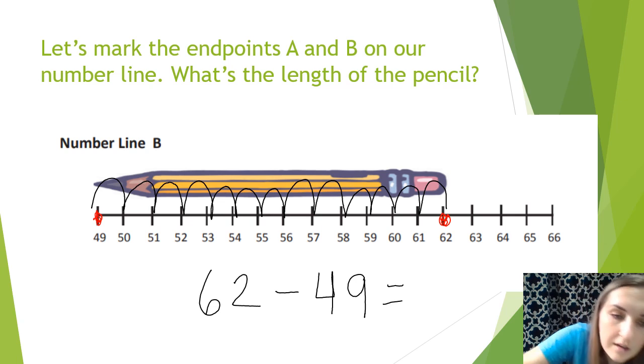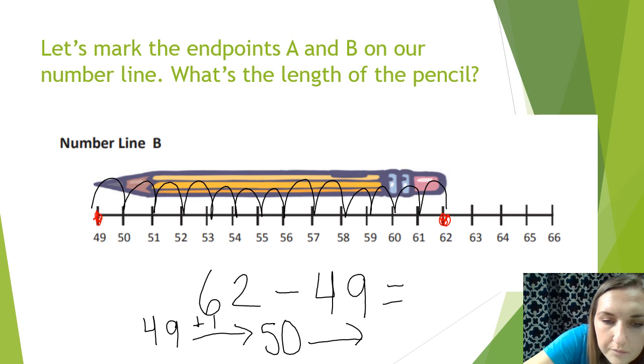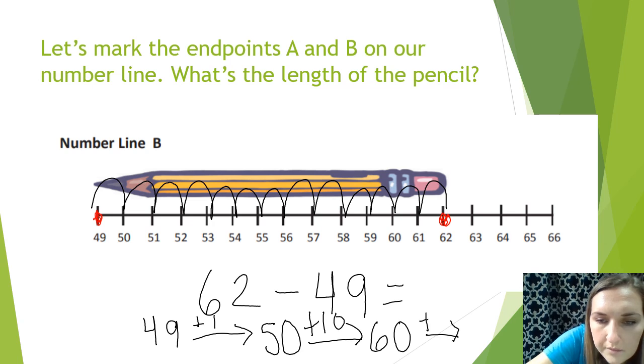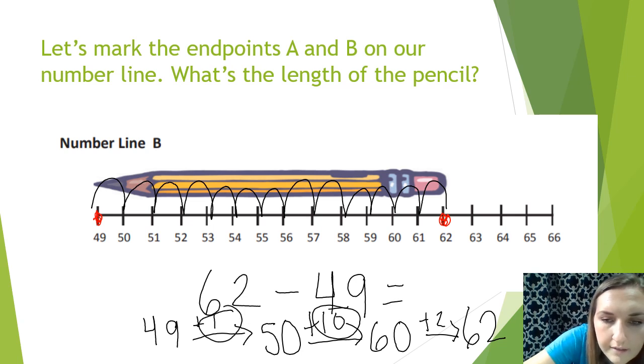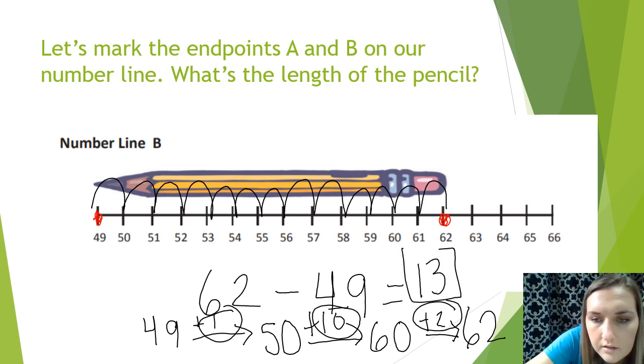62 minus 49. 49, count up to 62. One more would be 50. 50 plus 10 more equals 60. Plus 2 more equals 62. 10 plus 1 is 11. Plus 2 more is 13. Did I get the same answer for the length?